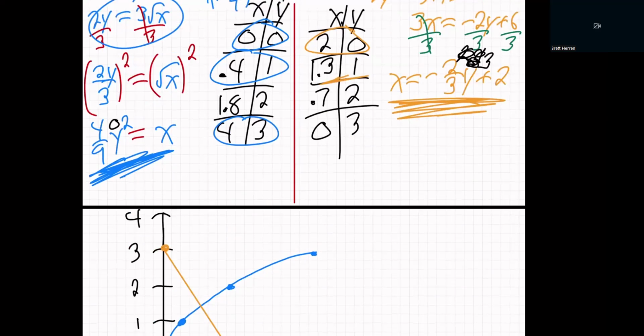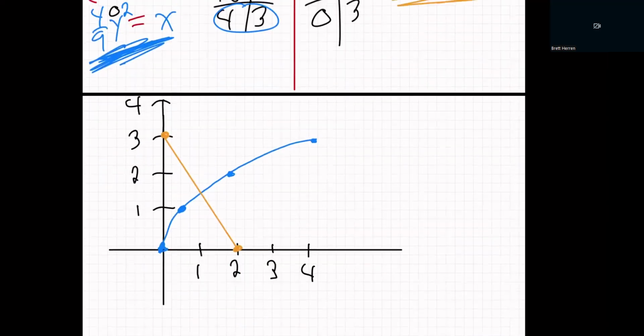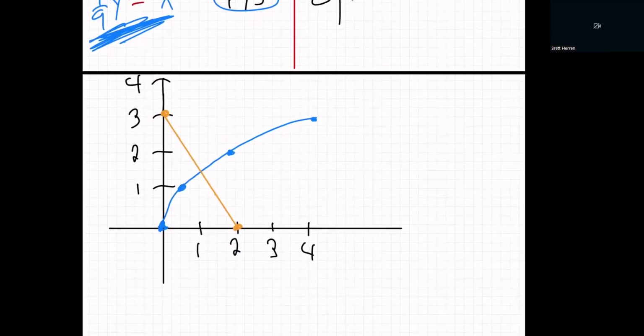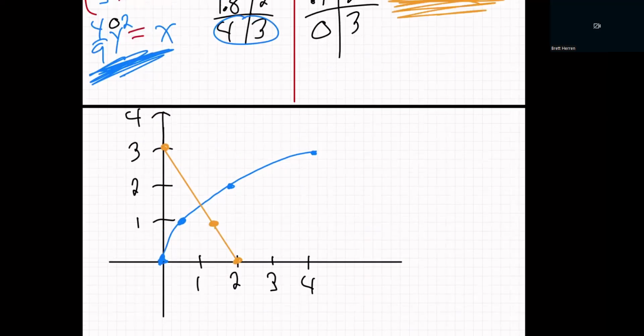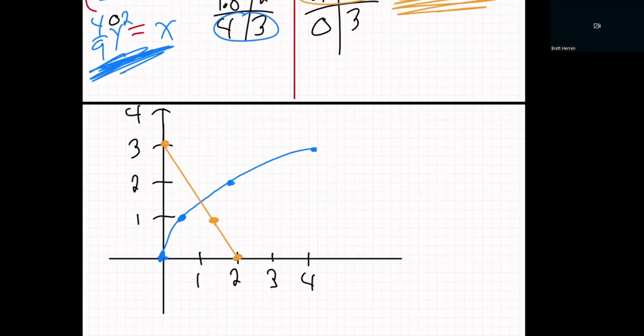1.3, here, I could do 1.31. It'll be on that line. 1.31. See, it's about right there. Over 1.3 up 1. See that? And the other one is over 0.7 up 2. See, over 0.7 up 2, it's about right here. And then 0, 3, and 2, 0. So there it is. Okay, now they want one more thing.